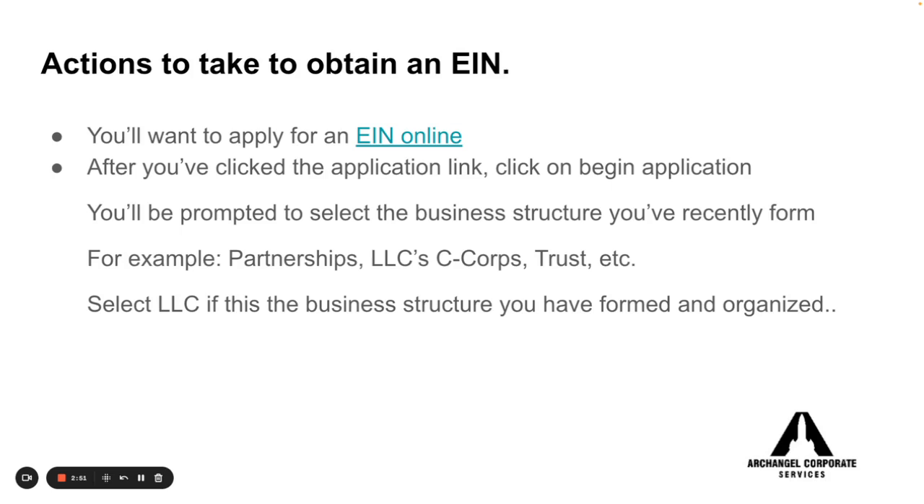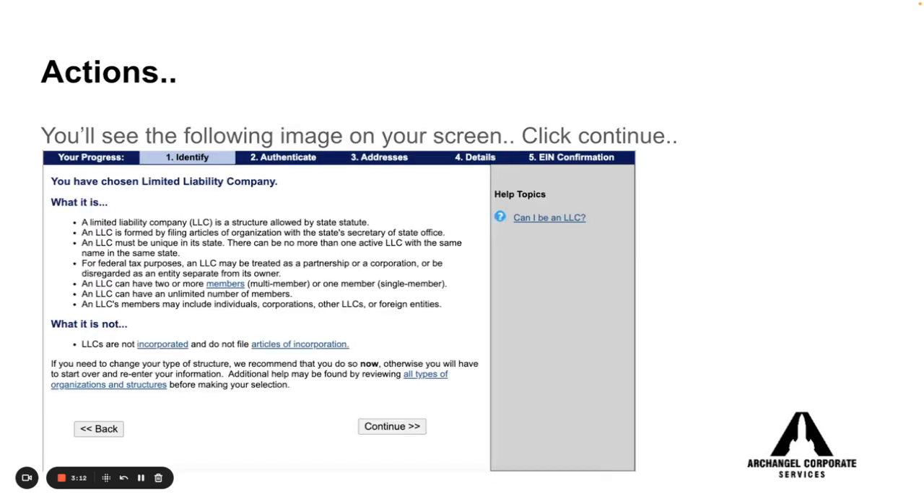You'll be prompted to select the business structure that you've recently formed, whether it's a partnership, LLC, corporation, trust, etc. Select LLC. This is probably the most utilized option, but you can select any structure that applies to you. Select the business structure you've formed and organized, and this is what you will be taken to. But for illustration purposes in this presentation, we're going to cover LLC.